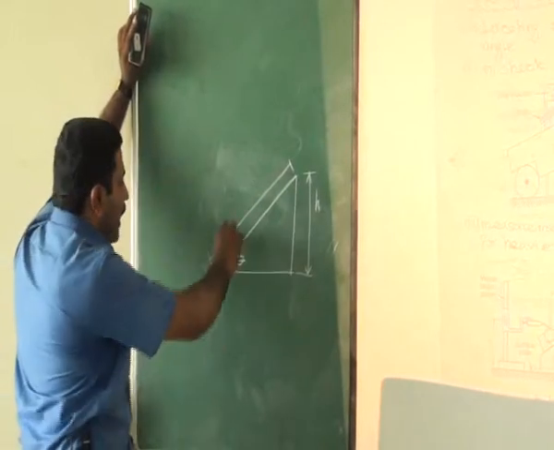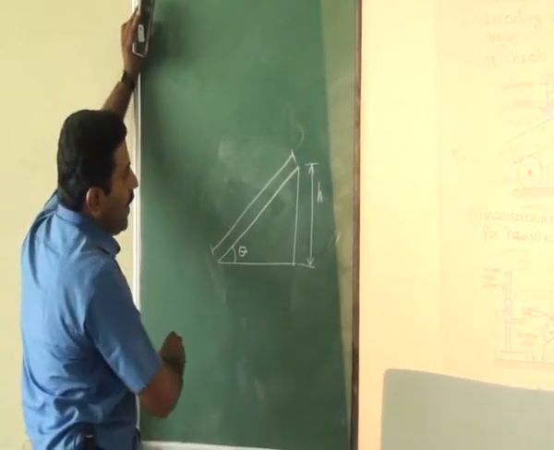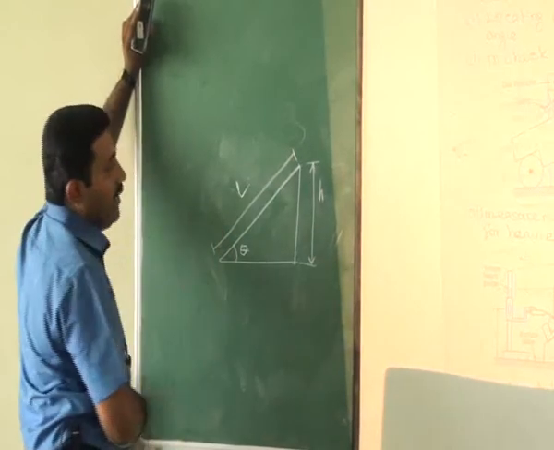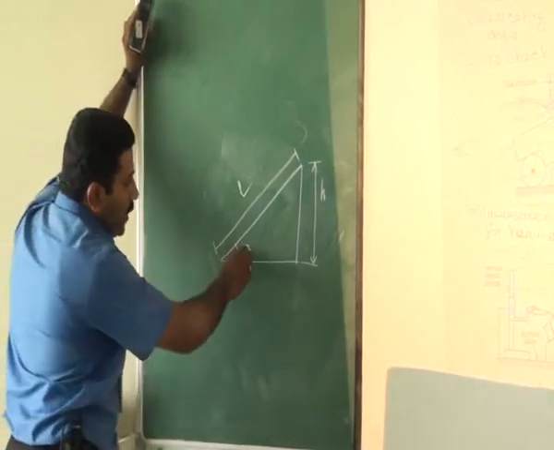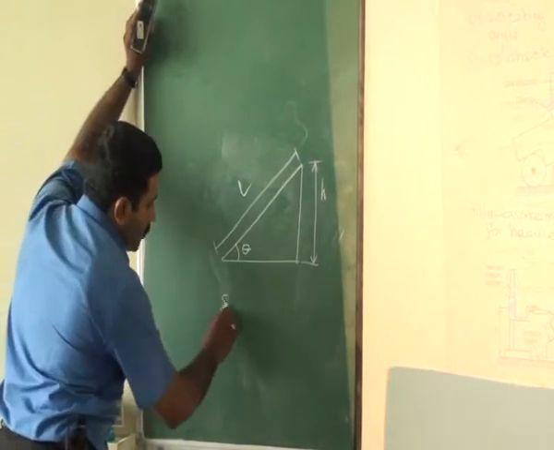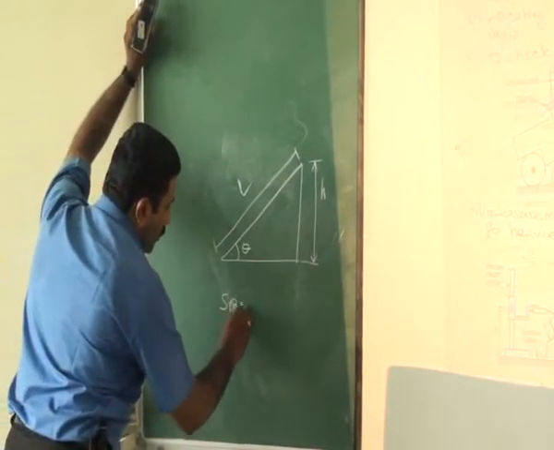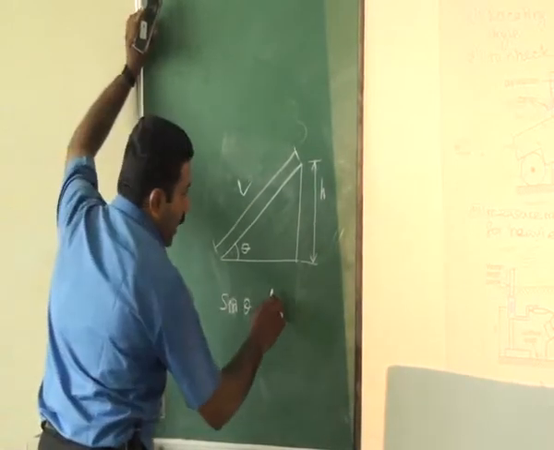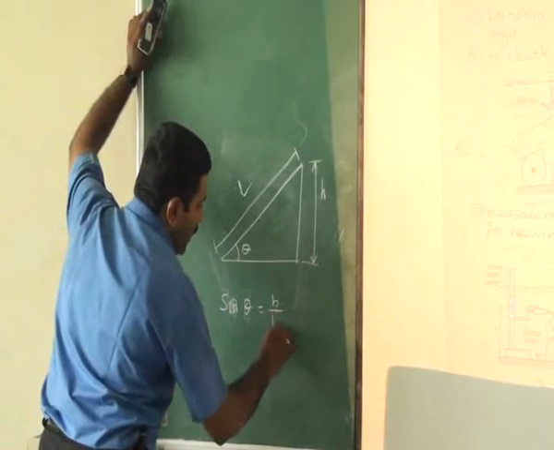This one is a standard value. We take some of the standard values, so these are two values we can take. So what is sine theta? Sine theta is equal to opposite side by hypotenuse, so h divided by L.